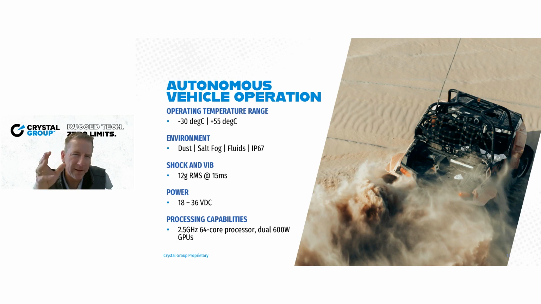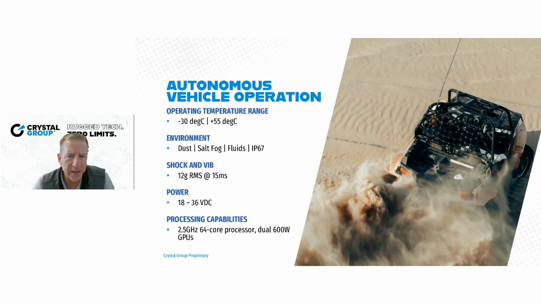So you're going to have maybe a -30 to +55 C temperature range, plenty of things to get inside the box and cause terrible disruption. Dust, salt fog, fluids. If you're talking autonomous ground vehicle, you should assume it's going to get wet. A lot of vibe, as an example, 12G RMS. Power on this is something to consider. A lot of vehicles are going to be DC voltage, maybe 18 to 36, but that doesn't mean... get on airplanes, you get some 400 hertz stuff, 220, all kinds of stuff.